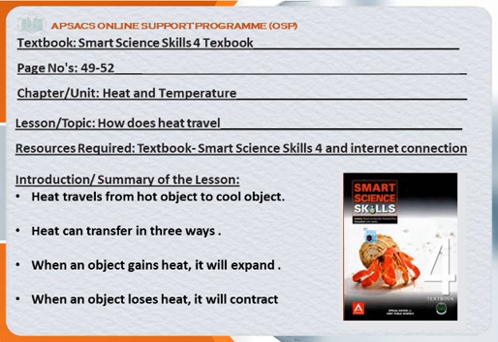Introduction or summary of the lesson is: heat travels from hot object to cool object. Heat can transfer in three ways. When an object gains heat, it will expand. When an object loses heat, it will contract.